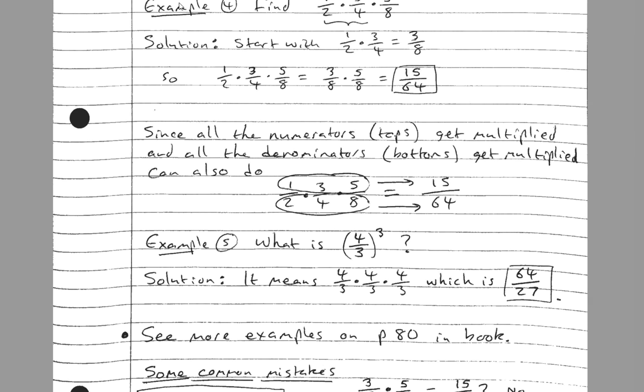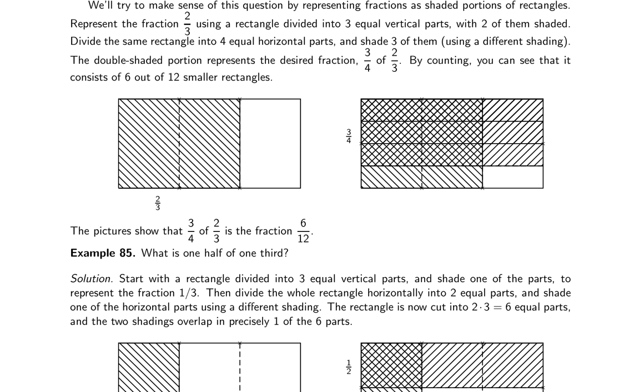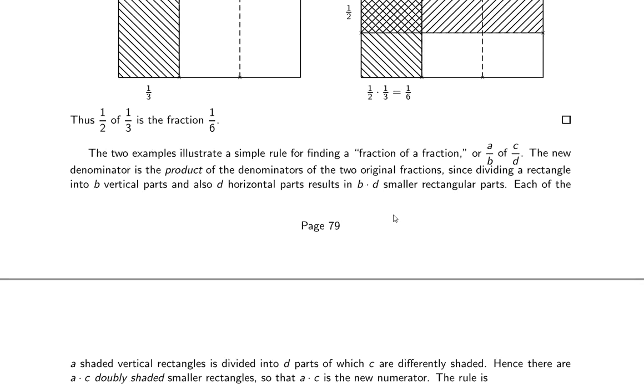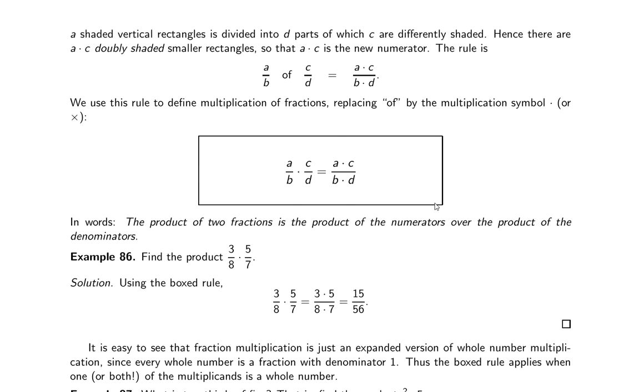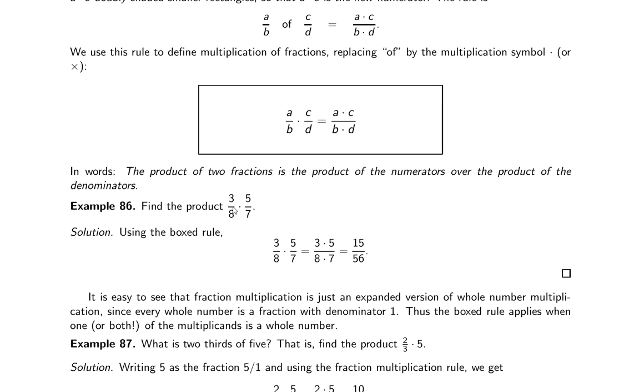Okay, so in the book, here's our rule again for multiplying 2 fractions. So just multiply straight across. 3/8 times 5/7 is, 3 times 5 is 15. 8 times 7 on the bottom, that's 56.